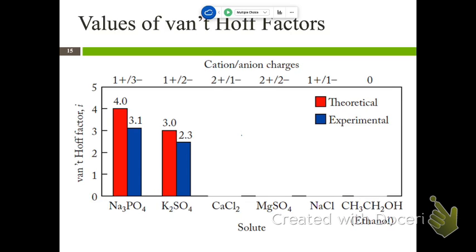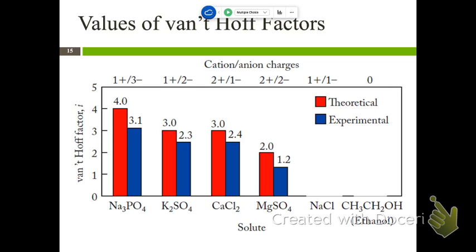Potassium sulfate, the actual Van Hoff factor, the experimental, when you go measure it in the lab, is also lower. Calcium chloride, it's a little bit closer. Magnesium sulfate is pretty terrible, so that means it doesn't dissolve very well at all. Sodium chloride is decent.